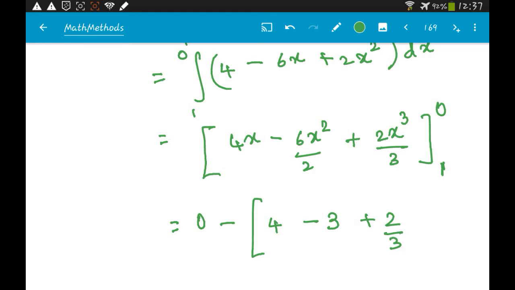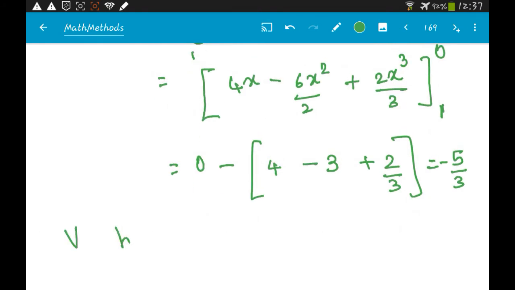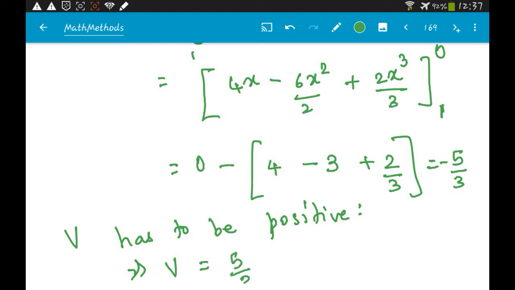So 1 plus 2 by 3 is 5 by 3. So you get minus 5 by 3, but obviously volume has to be positive. So this is going to be V equal to 5 by 3. Okay, so this is what you're going to get. Alright.